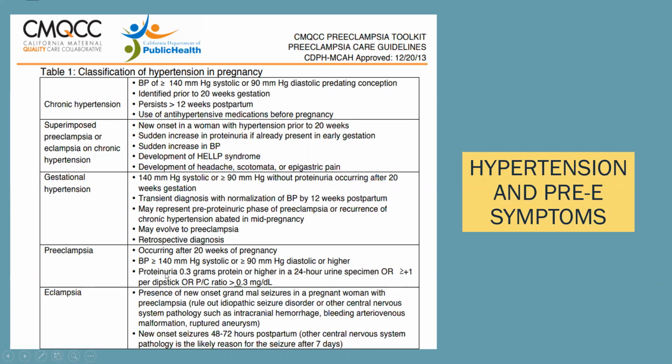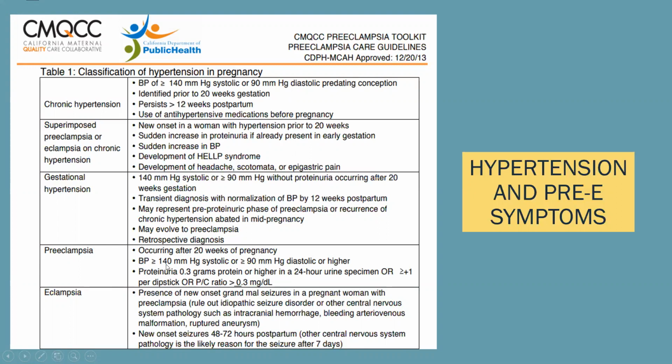And then proteinuria of more than 0.3 grams of protein or higher on a 24-hour urine specimen, or 1+ on a dipstick, or your protein creatinine ratio of greater than 0.3 milligrams per deciliter. So there's several different ways that we can determine this. If we have increasing proteinuria, then we're going to say that we're moving into preeclampsia, and we would be looking at other lab values, and I'll discuss more of that in just a minute.